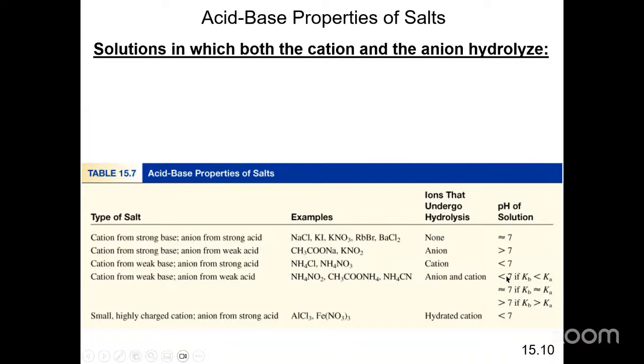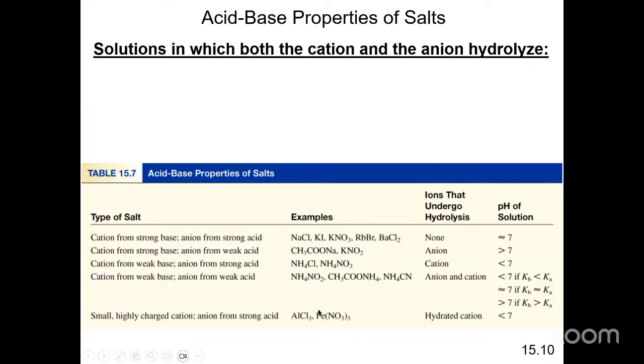So as stated here, if Kb of the weak base is less than Ka of the weak acid, then the solution will be acidic and therefore the pH will be less than 7. If Kb is equal to Ka, then the pH will be approximately 7. And if Kb is greater than Ka, that means that the resulting solution will be basic and therefore the pH will be above 7.